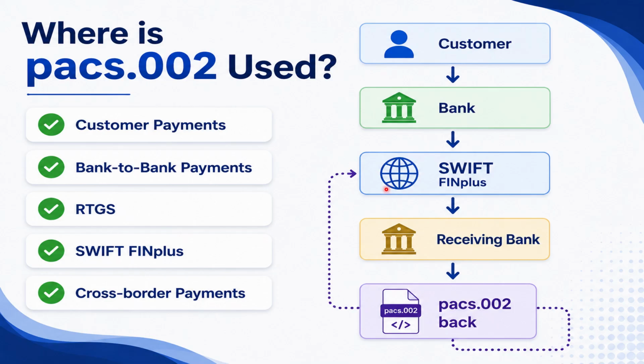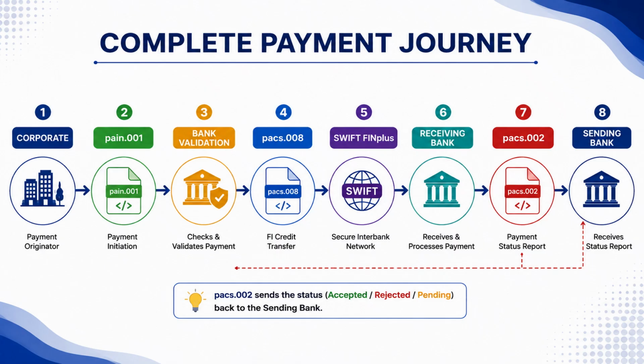Complete payment journey. The payment journey begins when a corporate customer sends a pain.001 payment initiation message. The bank validates the payment and converts it into a pacs.008 interbank payment message. The payment is transmitted through SWIFT FINplus. After processing, the receiving bank sends back a pacs.002 status report to the sending bank. Notice that pacs.002 travels in the reverse direction because it reports the payment status.